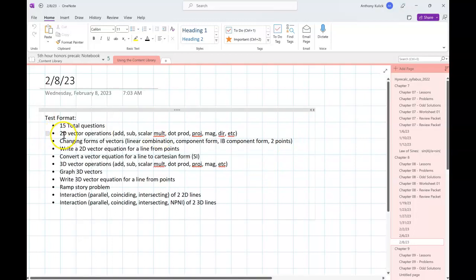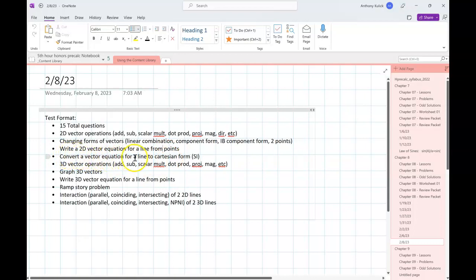So things that you'll have to be able to do: you have to be able to do two-dimensional vector operations like adding, subtracting, scalar multiplication, dot product, projection, magnitudes, or direction, things like that, for a two-dimensional vector. You should be able to change forms of vectors, so you should be able to go from linear combination form to component form to IB component form. You should be able to take two points and turn them into a vector.